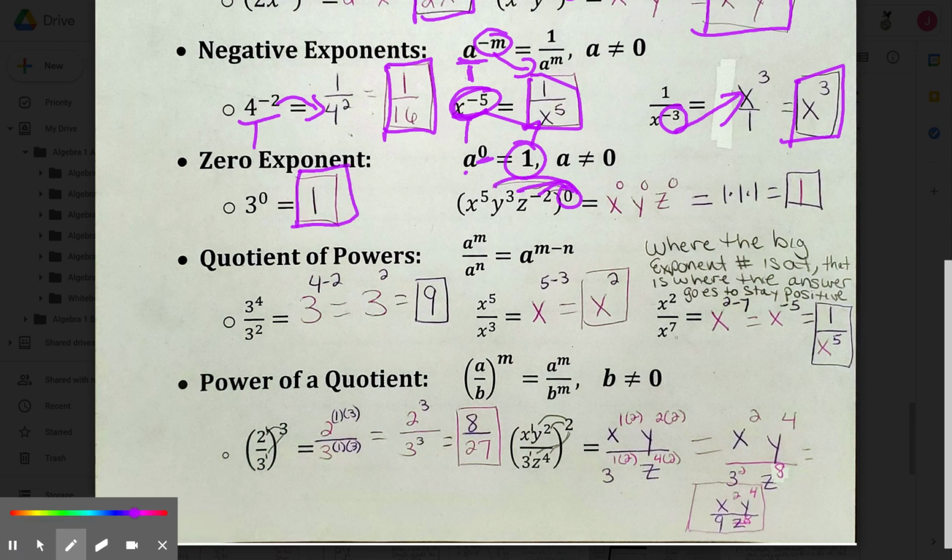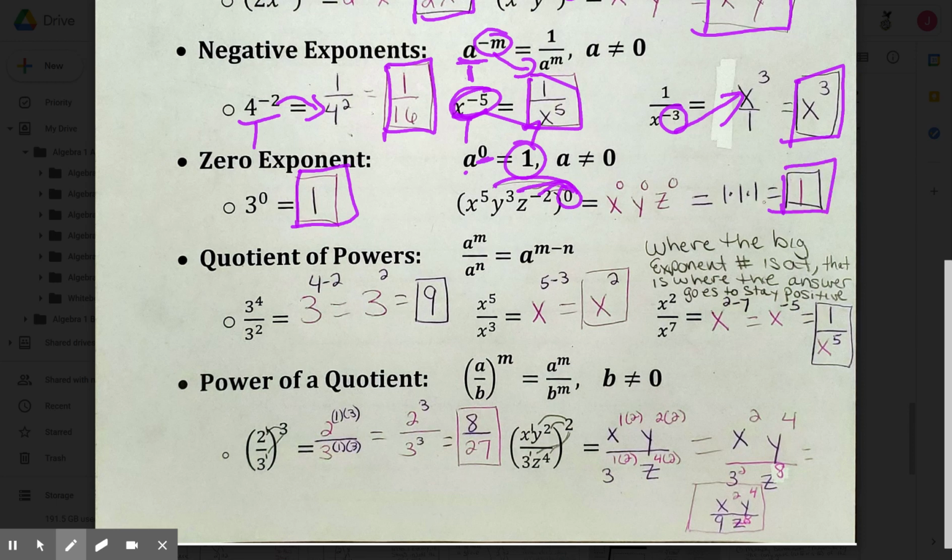So what this really means is 5 times 0, which is 0, 2 times 0, which is 0, and negative 2 times 0 is 0. So x to the 0, y to the 0, z to the 0. That just means 1 times 1 times 1, which is just 1.